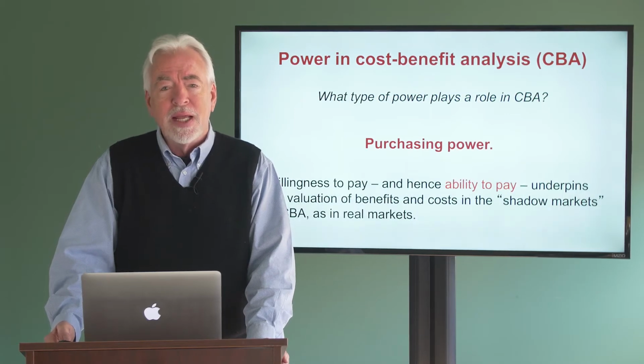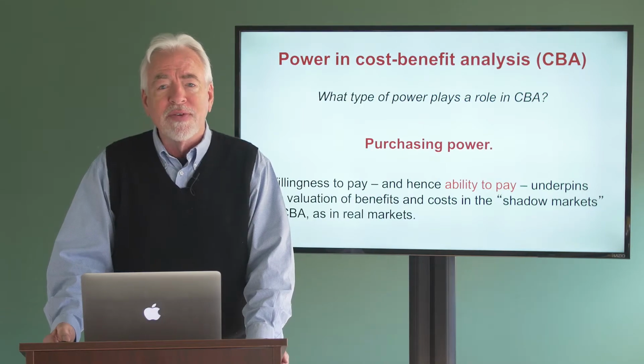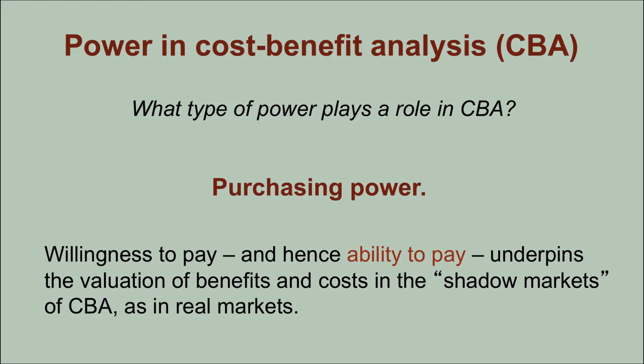Willingness to pay, and hence ability to pay, underpins the valuation of environmental benefits and environmental harms in the shadow markets, as they're called, of cost-benefit analysis, just like in the regular markets of real life. So when people have a lot of purchasing power, they have a lot more voice in determining what gets produced in a market economy and what gets consumed. And also, it turns out they have a lot more voice in cost-benefit analysis in determining what is judged to be the efficient level of environmental protection.